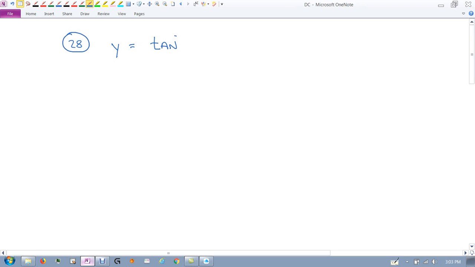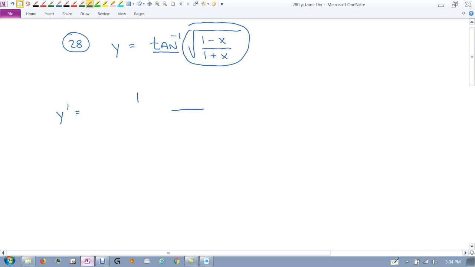Y equals arctangent of root 1 minus x over 1 plus x. Man, this looks like it's going to be a mess. All right, let's do it. Y prime equals. So I need to take derivative of arctangent of something, right? The derivative of that is 1 over 1 plus whatever this something is squared, and that's great because it'll just kill off that root. And that's what I've got.